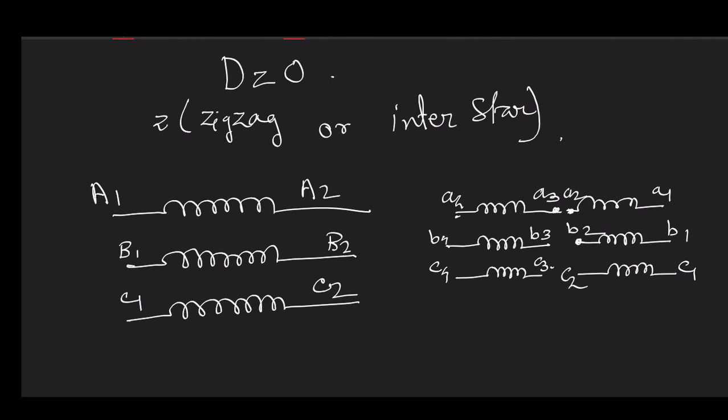Generally, if you connect them in normal star, what you should do? You should short A1, B1, C1, and also short A2, A3, B2, B3, C2, C3, and A1, B1, C1. You will get YY0 and also delta. But if you want delta zigzag 0, then what do we need to do here?